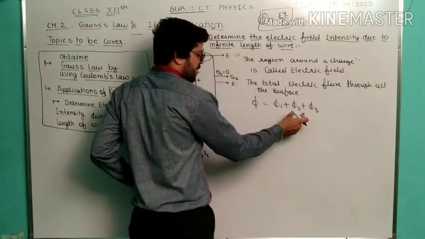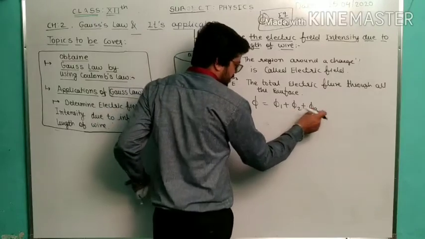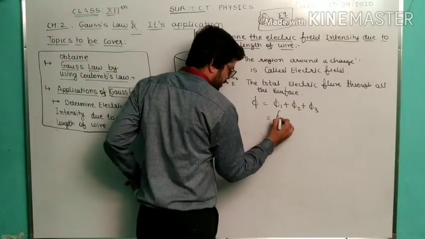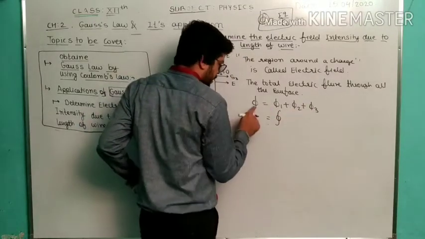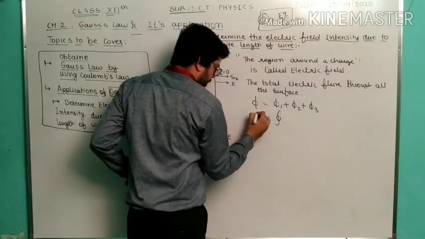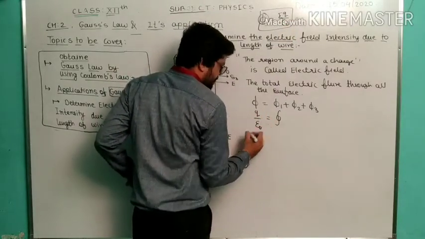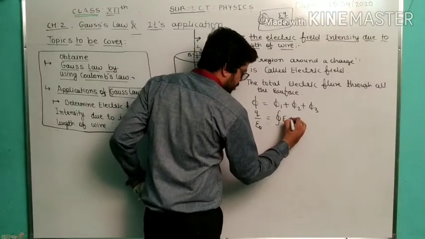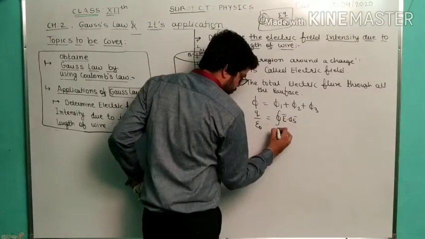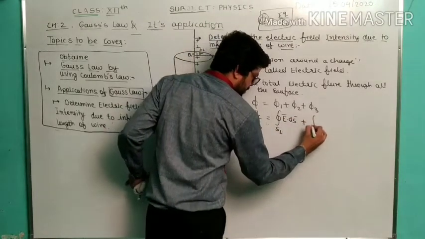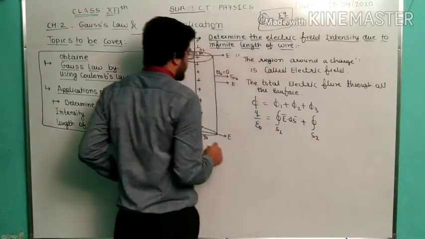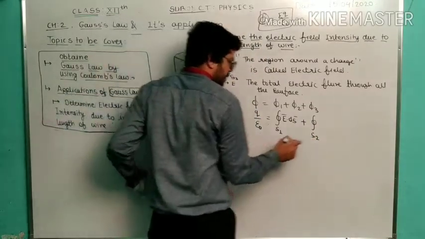Number 1 is the curved surface area, number 2 is the circle. Okay, so I am going to consider here. Phi 1 is equal to, and this phi is q upon epsilon naught. Q upon epsilon naught, this is E dot ds. So here write down S1 plus S2 surface area. This is S1, this is S2 surface area.